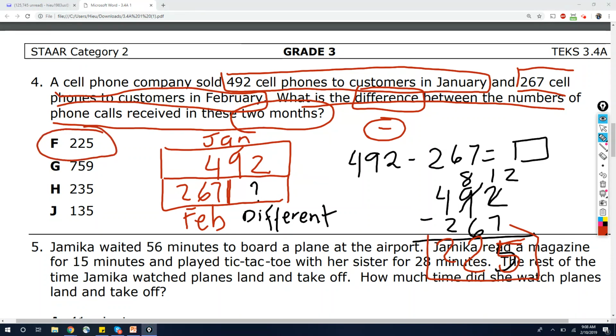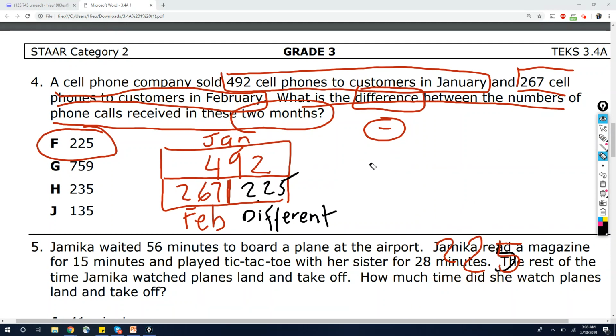225 is the difference in phone calls from the 2 months. So if you want to, you can write the answer right here that we just found. 225. Let's check our work. Do you want to check our work? I love checking my work. So let's go ahead and check. What we're checking is we're going to add the two parts together. And then if it's equal to one whole, we have a correct answer.